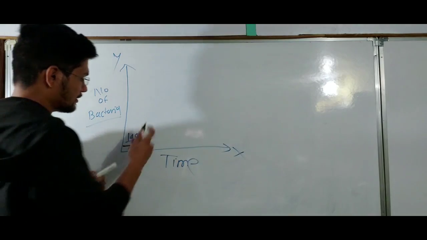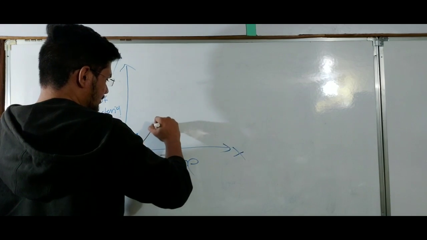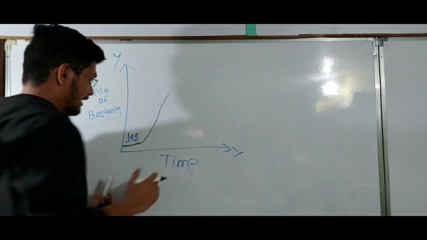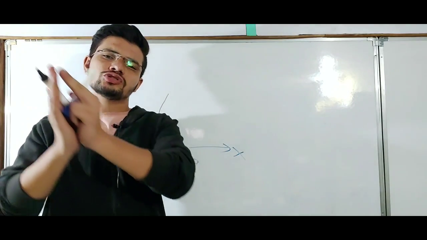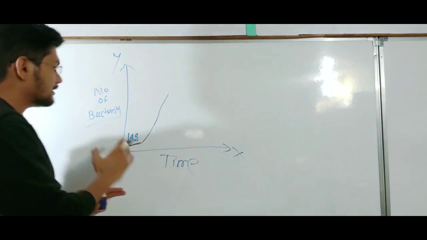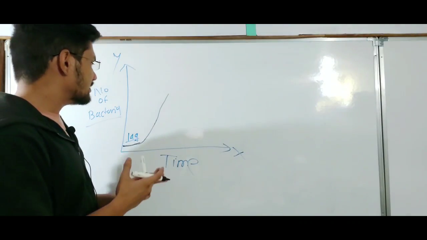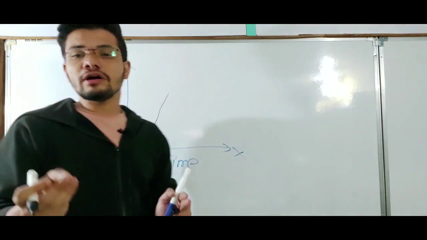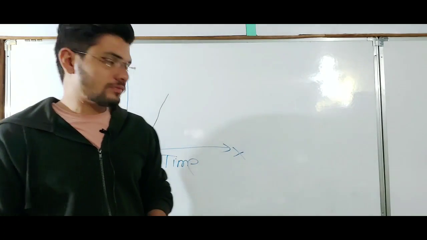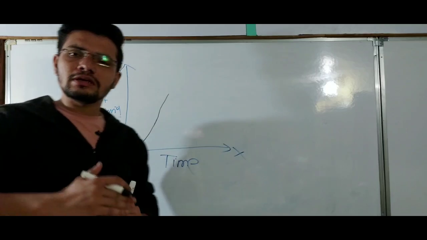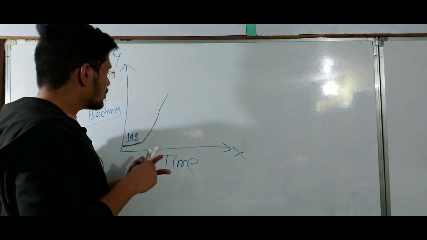The second phase is where the bacteria's number is increasing exponentially, which means they are growing very fast, and there is no death of bacteria in this phase. We can say death may occur, but it will be a negligible amount, and much more is the reproduction during this phase. This phase is known as the log phase.